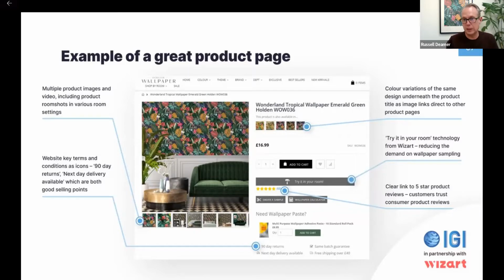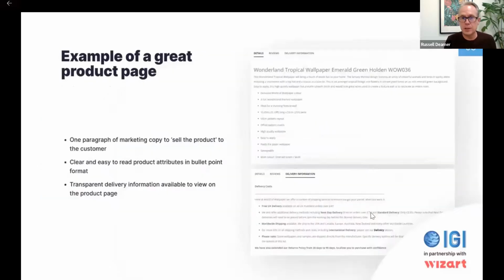We've got a clear link there to 5-star reviews, which obviously, don't just take our word for it. Let's look and see what other customers have been saying about the product or our services as well. And the Tried in Your Room technology, which we have from Wizart on our site, enables customers to take an image of their room and then overlay wallpaper so that they can actually see it in their own room setting. If you can go on to the next slide for us, please.